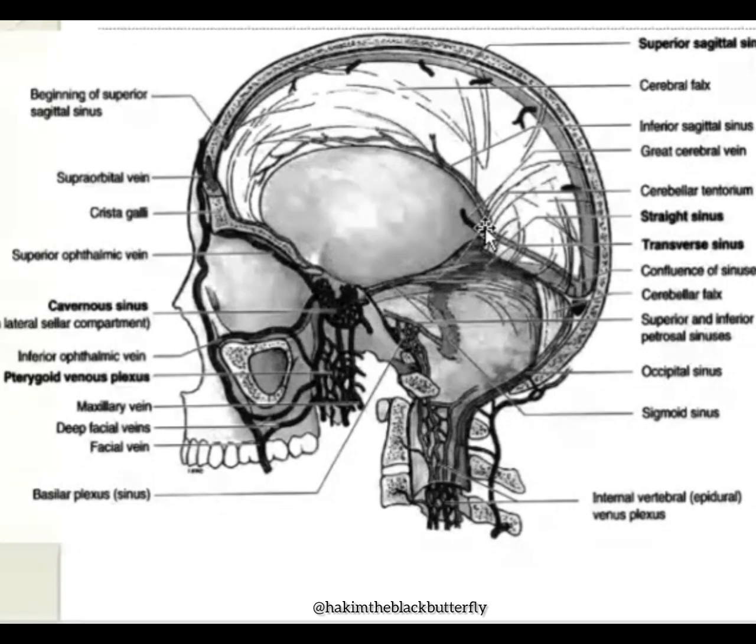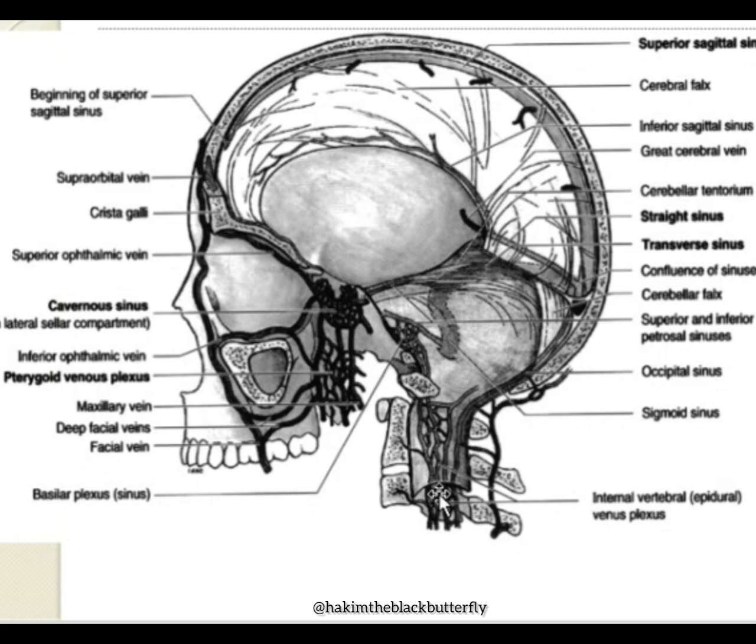Which is this vein which confluences with the inferior sagittal sinus? What is this name? Right cerebral vein of Galen. What do they form? They form a straight sinus. Where are the rest of the members? What is this sinus which is continuous with the internal vertebral plexus? The sigmoid sinus.